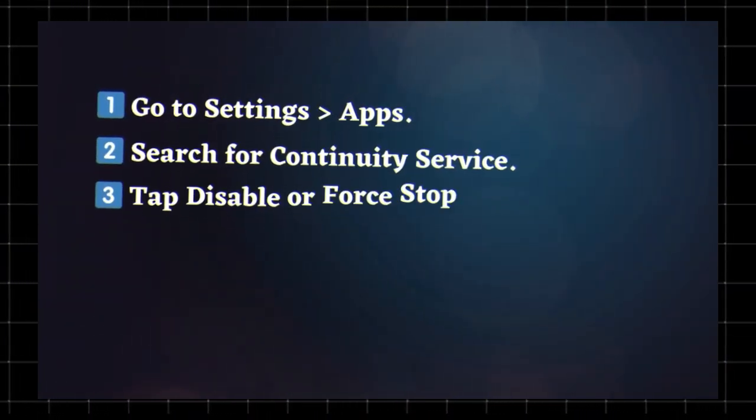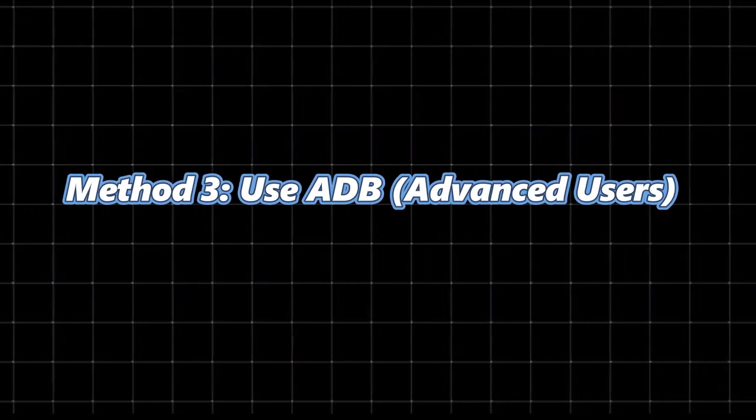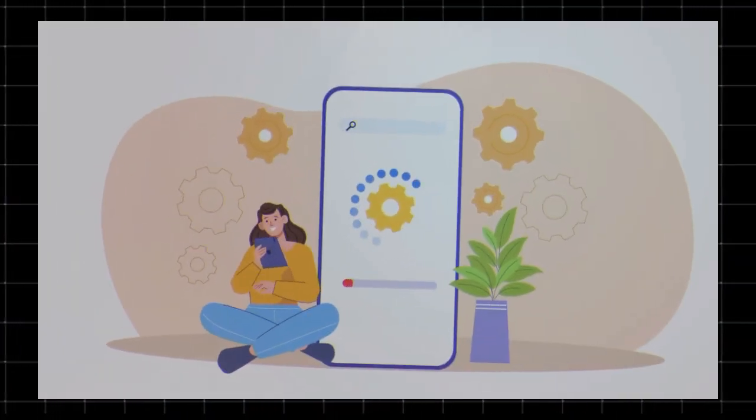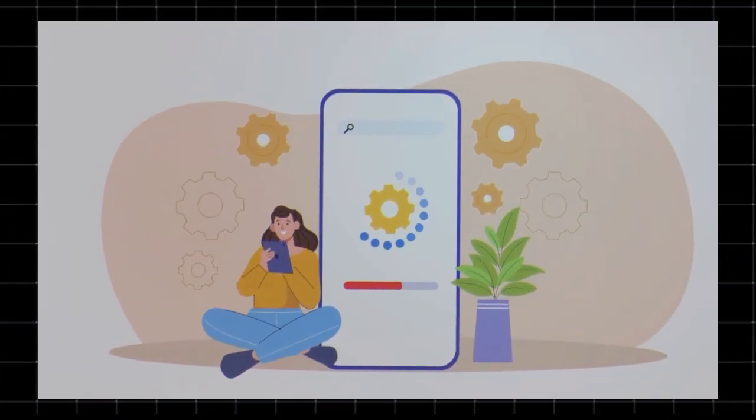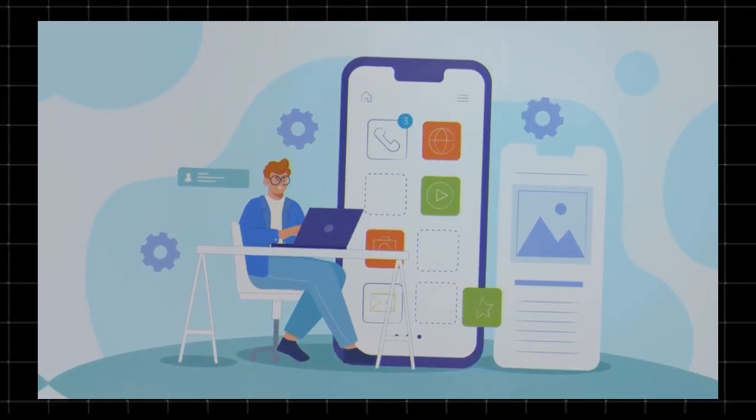Method 2. Disable the app manually. Go to Settings, Apps, search for Continuity Service, tap Disable, or Force Stop if Disable isn't available. Method 3. Use ADB, advanced users. For a permanent removal without root, you can use ADB commands to uninstall the service. However, this requires technical knowledge.